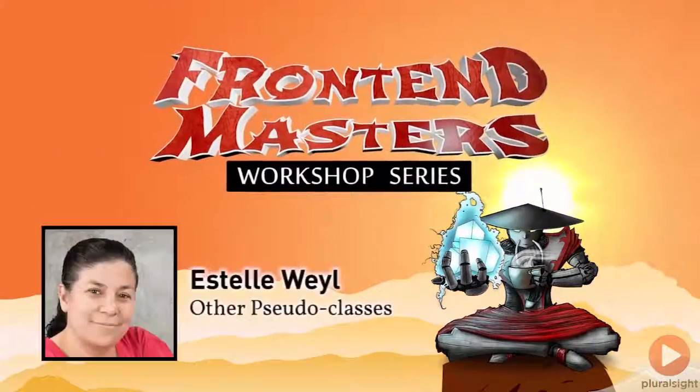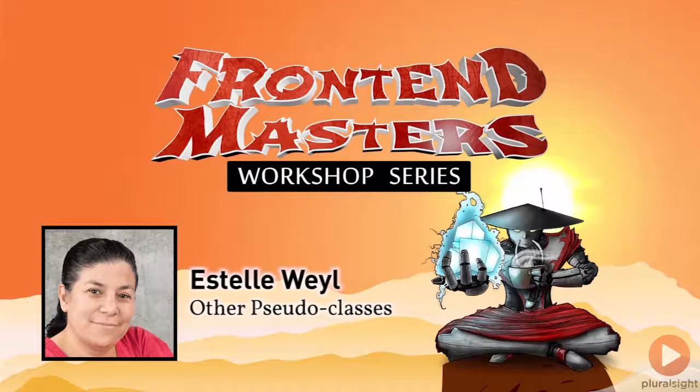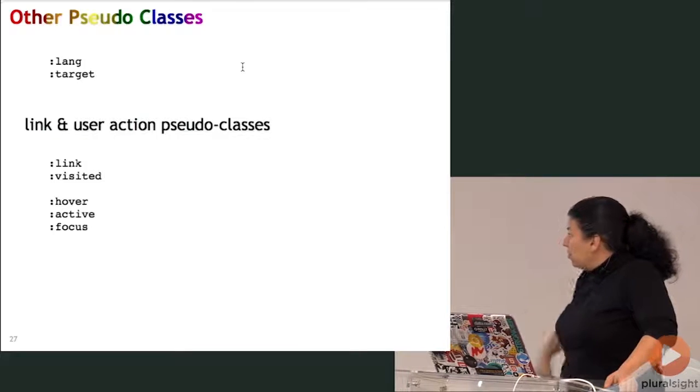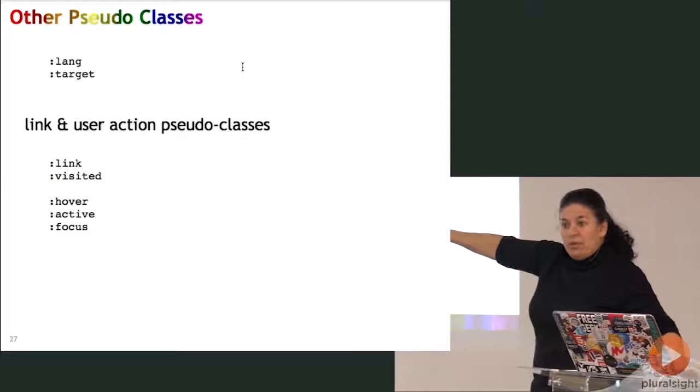We have other pseudo classes. We have language and target and link and visited, hover, active, and focus. So you guys are all familiar with these down below, right?